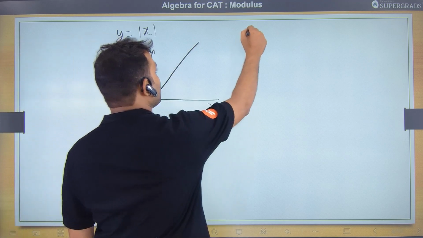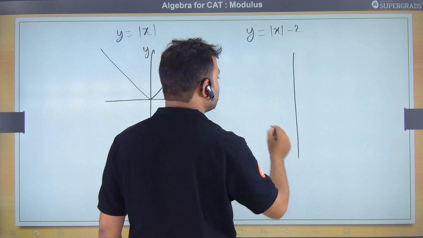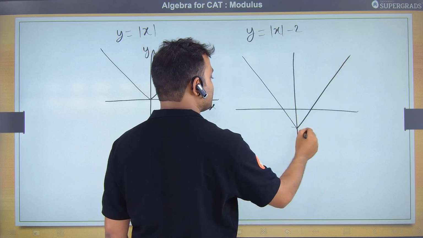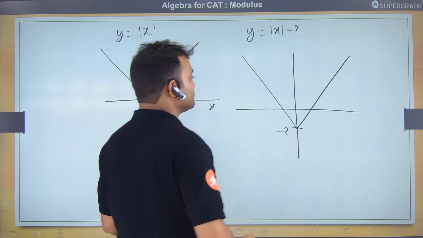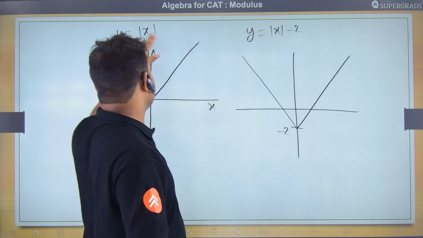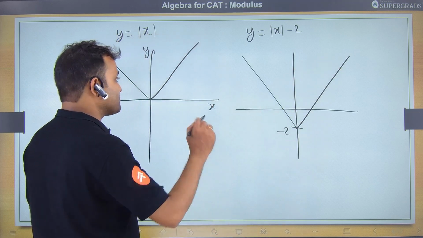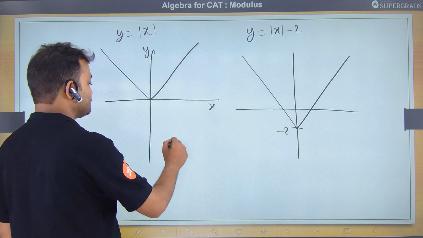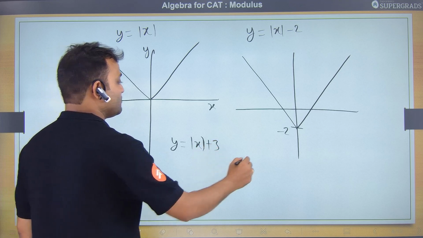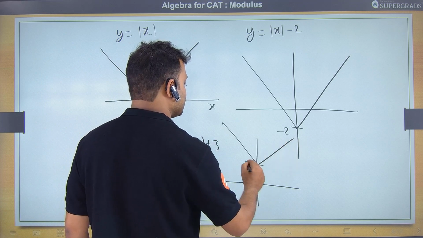Now if I want to find y is equal to mod of x minus 2, then what will happen? Then our graph will go 2 unit down like this. This will be minus 2. So for every value of x, now the y will be 2 lesser with respect to this. So the graph will go 2 unit down. If you take y is equal to mod of x plus 3, then what will happen in that case? The graph will go 3 unit up like this. This will be 3.